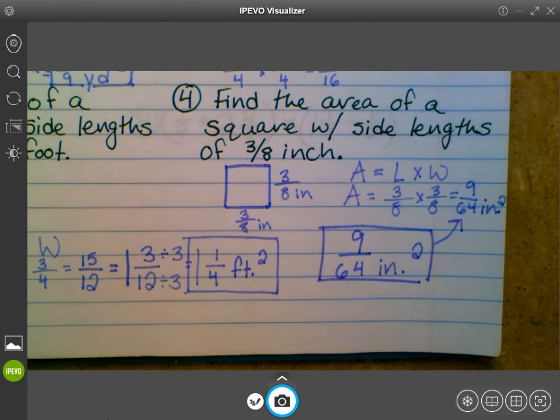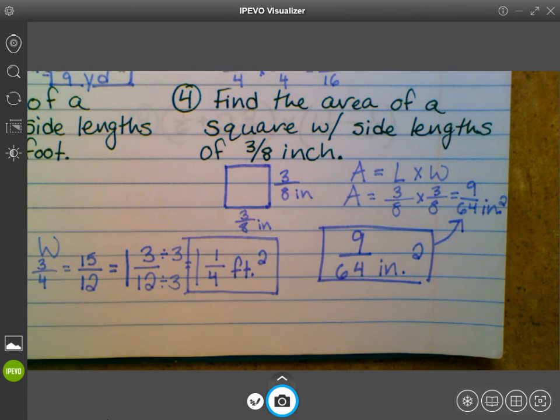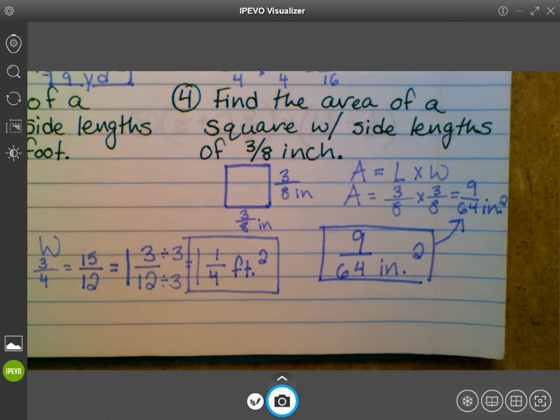All right. Yes, Mackenzie. Or you can do 18/128. But we want the simplest form, don't we? Yeah.